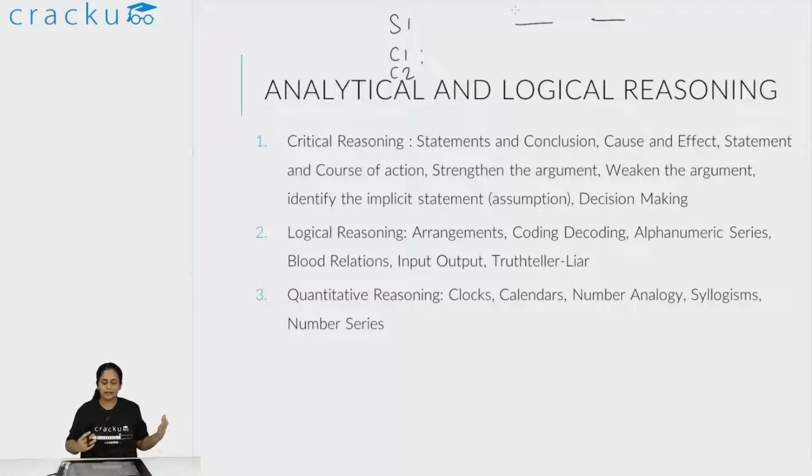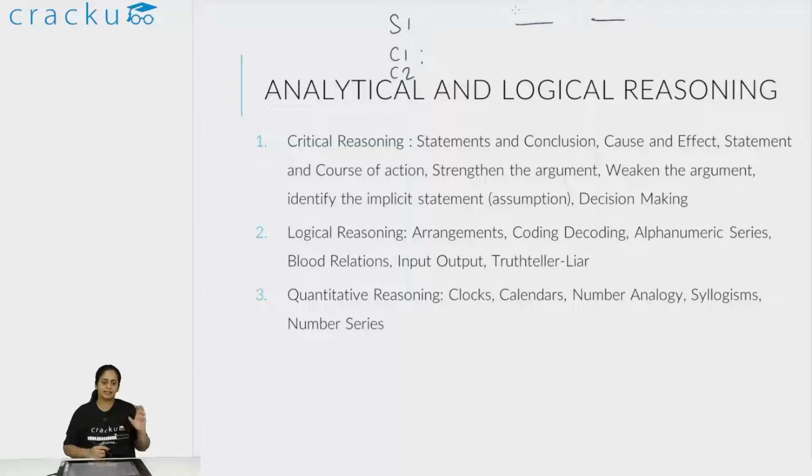Other critical reasoning questions are there too: strengthen the argument, weaken the argument, all of them. Identify the implicit statement. It's asked as identify which statement is implicit, but it is essentially asking which of the statements is an assumption being made in the original statement. Then you have decision making, as I mentioned. So these are all critical reasoning aspects.